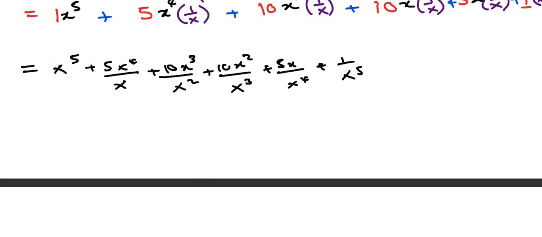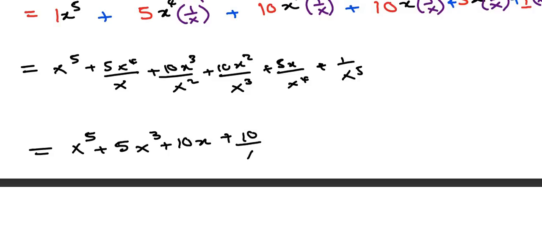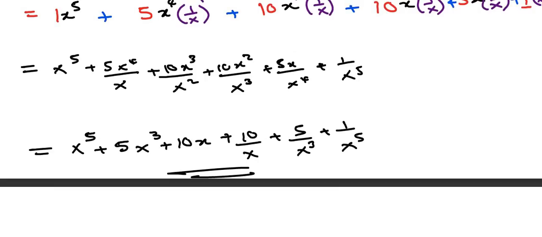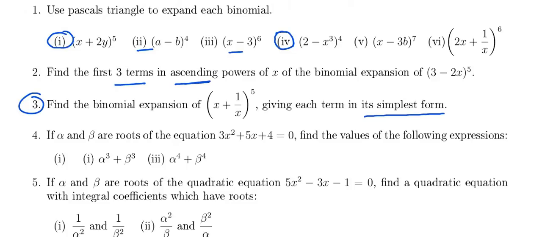If we reduce this, it becomes x to the power 5 plus, we cancel 1x and 1x between the numerator and the denominator. This is just going to be 5x to the power 3, and this is going to be 10x. Then this will be 10 over x, then 5 over x to the power 3, and 1 over x to the power 5. This is going to be the answer to question 3, because they want this in simplified form, where we don't have anything left to cancel out.